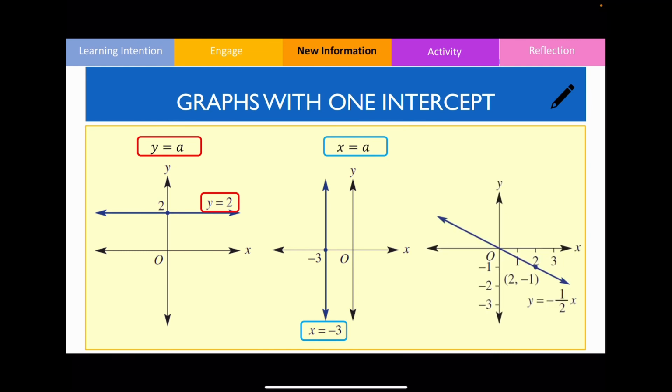But when equations are expressed in the y is equal to ax form, so it's very similar to the y is equal to mx plus c, but in this case c is equal to 0, you will have a straight line that passes diagonally through the origin.